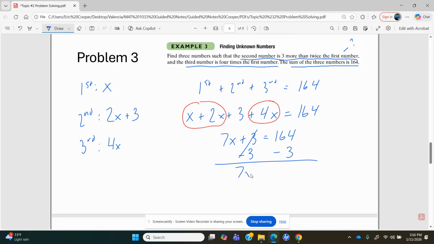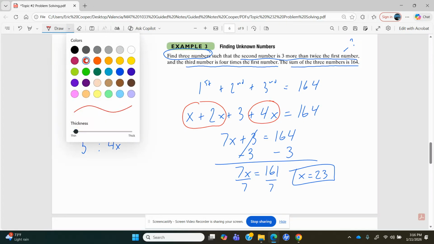On the left side, I'm just left with 7x, and on the right side, I have 161. Dividing both sides by 7, I find out that x is equal to 23. Now go back and make sure we answer the question. The question asked us to find the three numbers, so it wants us to identify it.